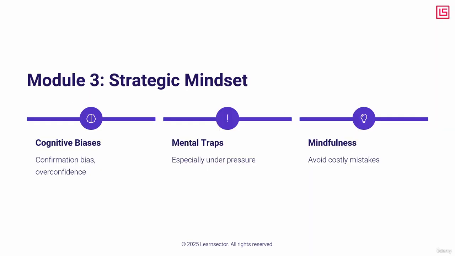Module 3 focused on the role of mindset and strategy. We unpacked how cognitive biases, like confirmation bias or overconfidence, can cloud our judgment. Real strategic thinkers must be aware of these mental traps, especially under pressure or in fast-moving scenarios. Being mindful of your thinking helps you avoid costly mistakes.